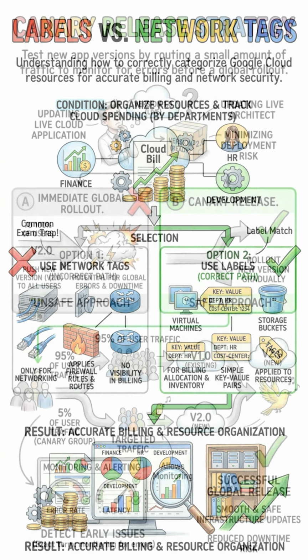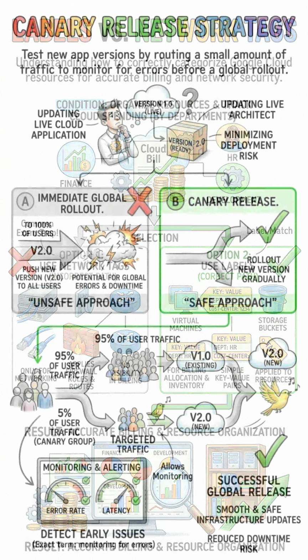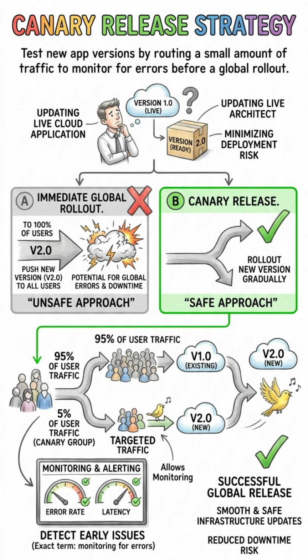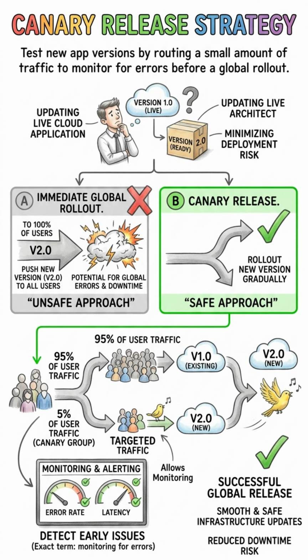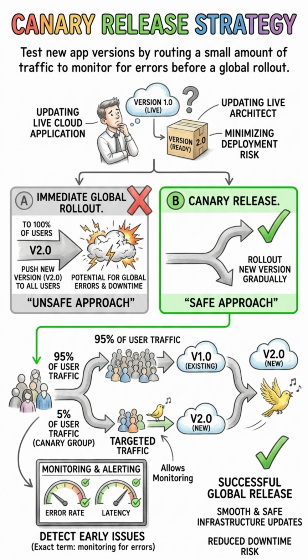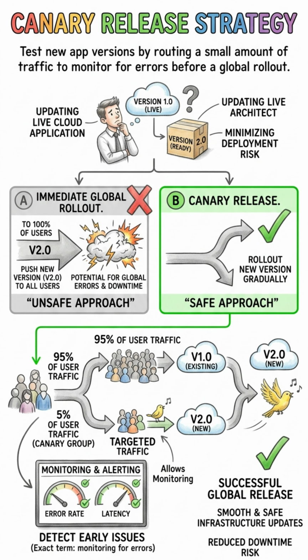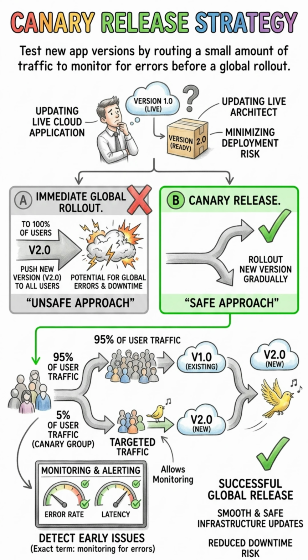Cloud infrastructure is rarely static, and as a cloud architect you must plan for safe application evolution. Blue-green deployments and canary releases are advanced deployment strategies that reduce the risk of introducing new software versions to the public. In a canary release, you route a small percentage of user traffic to the new version to monitor for errors before rolling it out globally, ensuring smooth and safe infrastructure updates without noticeable downtime.